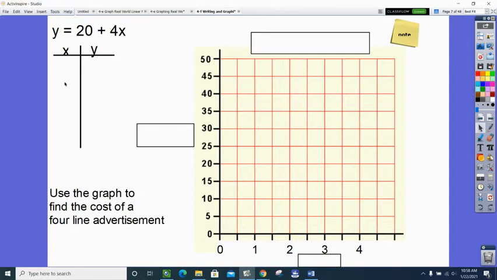Then I would put 1. 4 times 1 is 4, plus 20 would be 24. Then I would put 2 for x, and 4 times 2 is 8, and I have 28. I'm going to build the table, and I'll show you that in a second.